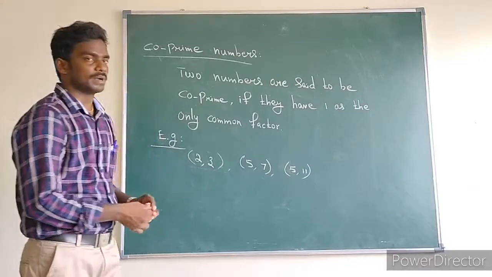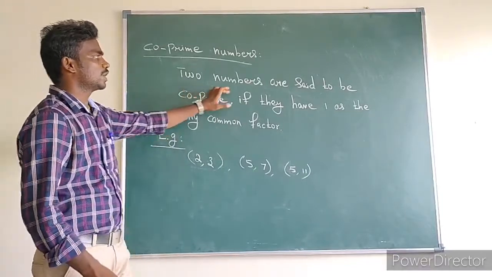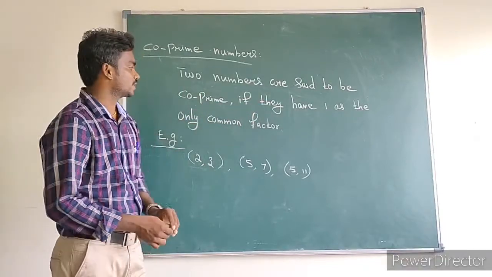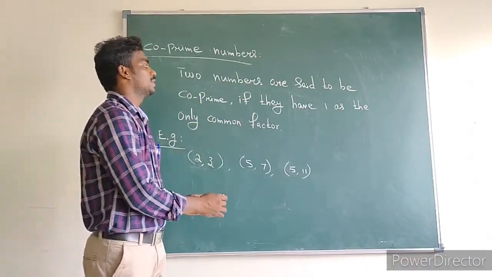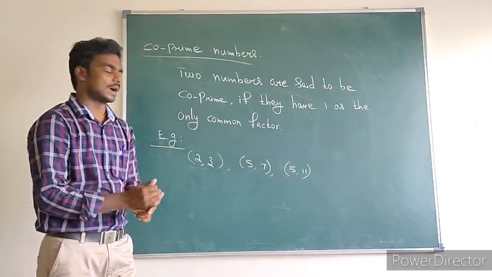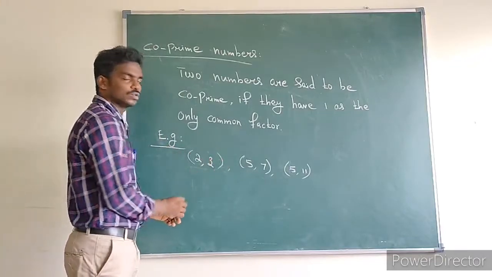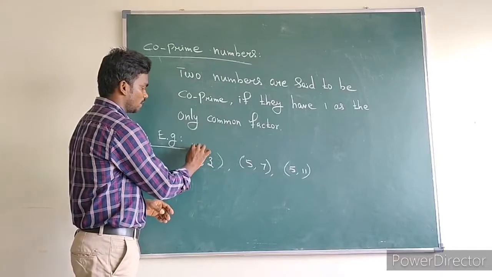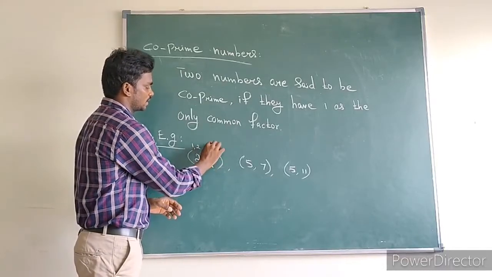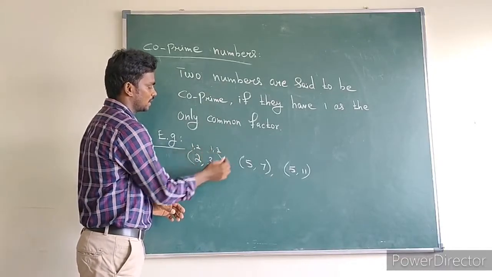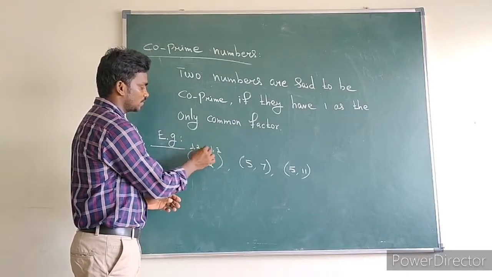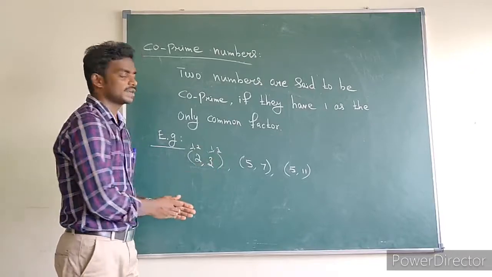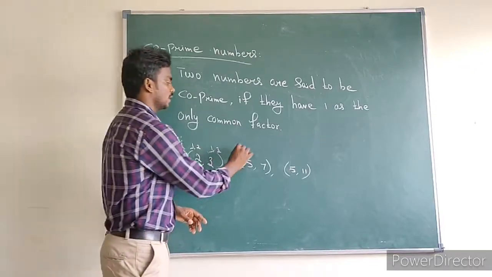Next, co-prime numbers. What are co-prime numbers? Two numbers are said to be co-prime if they have only 1 as the common factor. What are the factors of 2? 1 and 2. What are the factors of 3? 1 and 3. So 1 is the only common factor of 2 and 3, so these two numbers are co-prime. Next, 5.